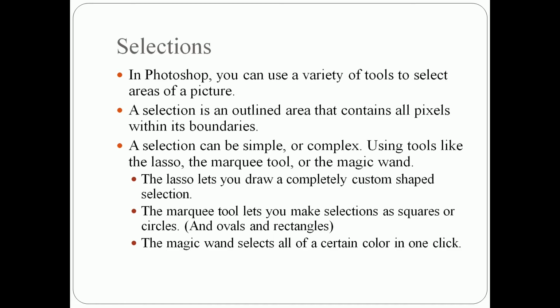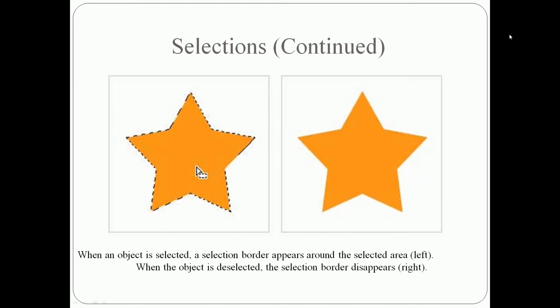The lasso lets you draw a completely custom shaped selection. The marquee tool lets you make selections as squares or circles, or as I call them, geometrics. The magic wand selects all of a certain color in one click. When an object is selected, a selection border appears around the selected area, as you can see on the left. When an object is deselected, the selection border disappears, which is what it would look like on the right.